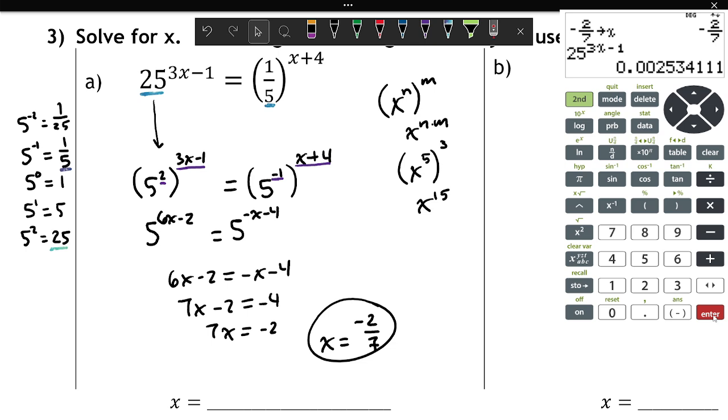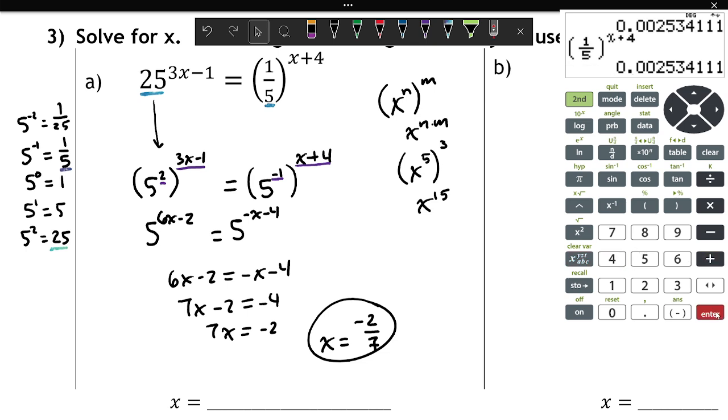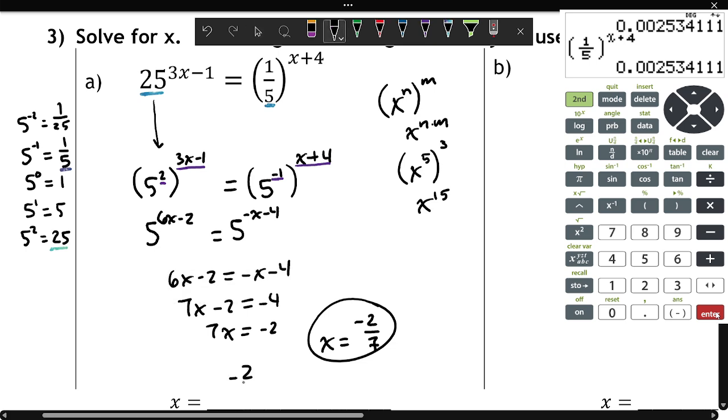You can see the 0.00253, etc. Now let's just look at the other side. On the other side, I've got 1/5. I'm placing it in parentheses, and I'm going to raise the 1/5 to the x plus 4 power. When I do that, I get the exact same decimal, right? So I have excellent evidence that x must be the number negative 2 sevenths, and that's totally checked.